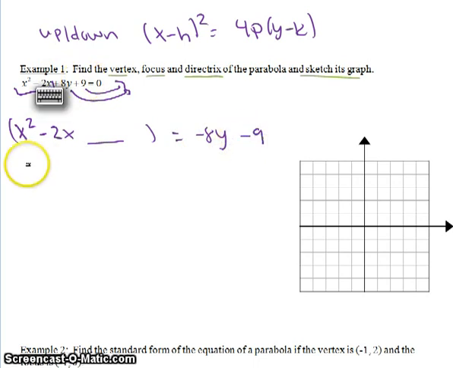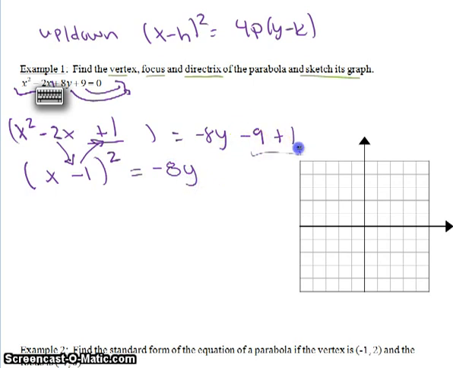And I'm going to complete the square. So remember, when you complete the square, you take half of your minus 2, which is minus 1, and that becomes a perfect square. So minus 1 squared is plus 1. So you take half of minus 2, and it goes here, and then square it, it goes up there. You added 1 here, so you have to add 1 here. And I'm going to simplify minus 8y, and then minus 9 plus 1 is minus 8.